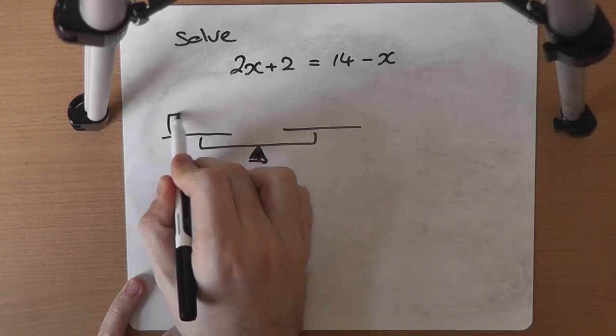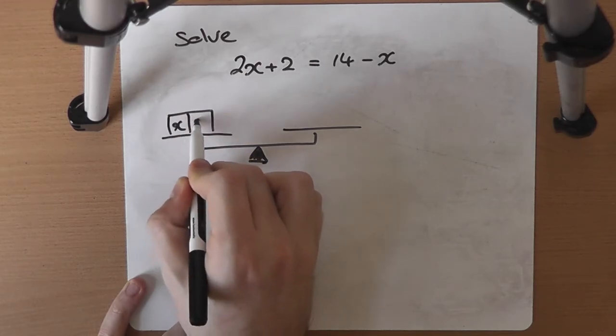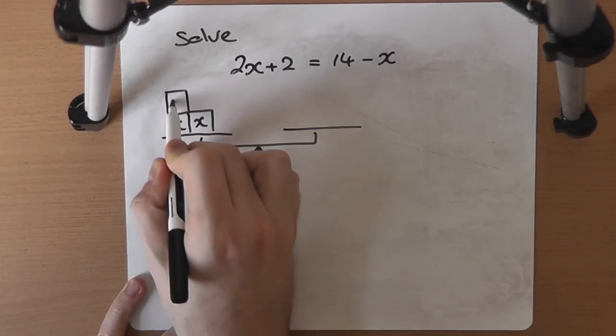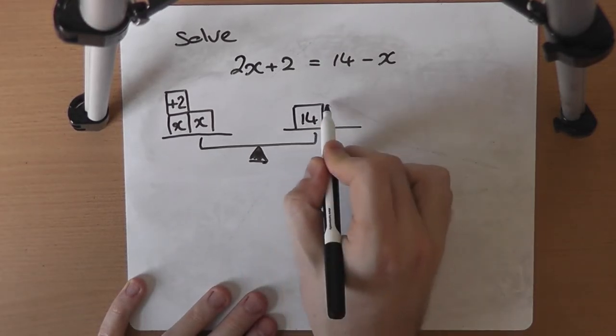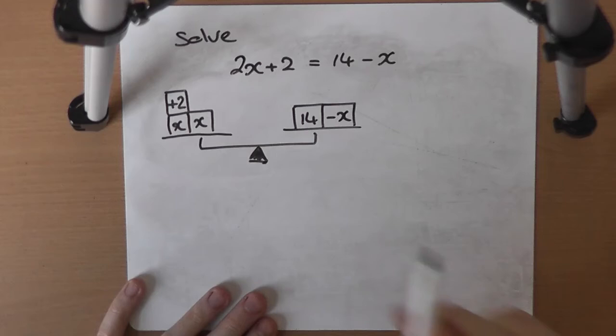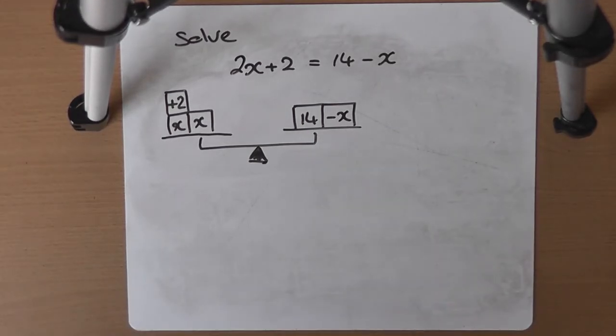On one side then we've got 2x's and a plus 2. And on the other side we have got a 14 and we have got a minus x. And it is important that I put the minus sign on that x because it is a minus x.